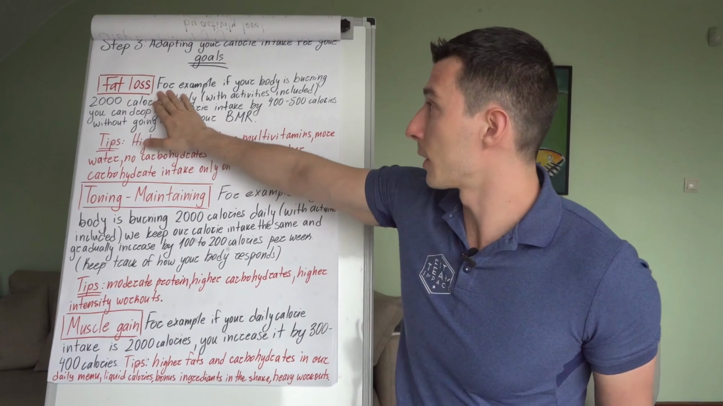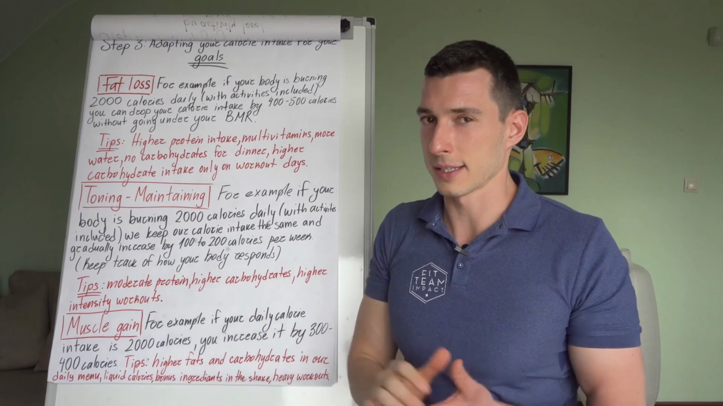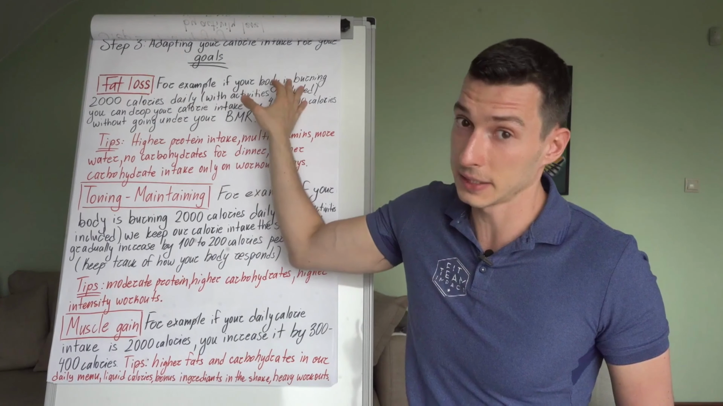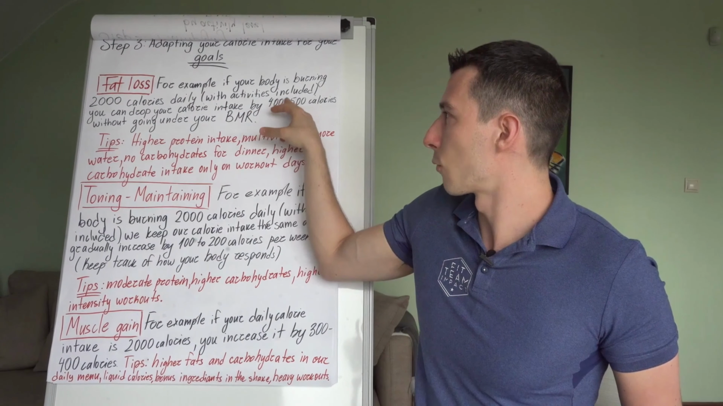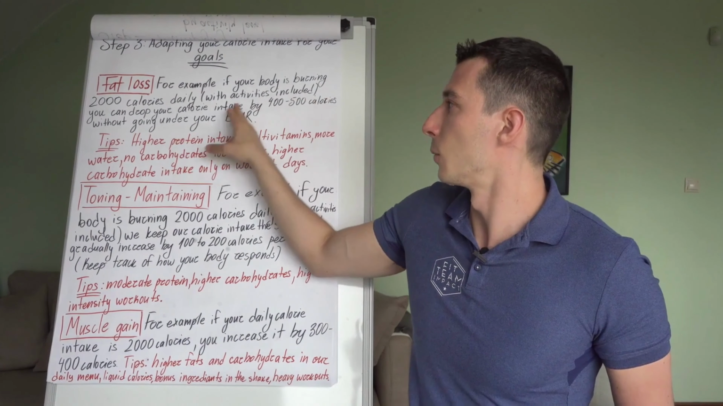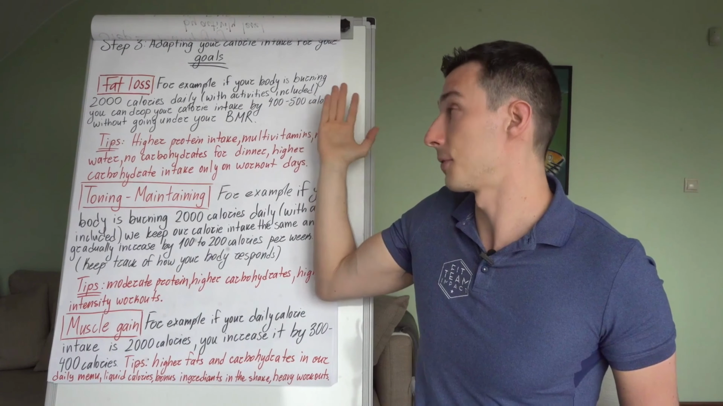So for example, if you want to lose fat, your body's burning 2,000 calories. We'll just take it as a simple example. Daily with the activities included, you can drop your calorie intake by 400 to 500 calories per day without going under your BMR. So your daily calorie target would be 1,500.